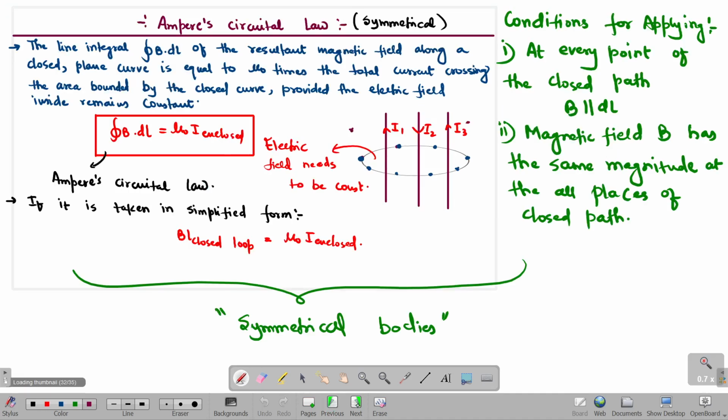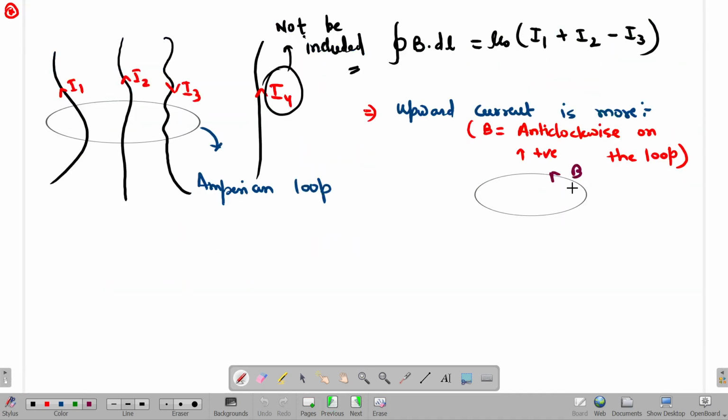Earlier we were talking about generation of magnetic field at some point, but we were not talking about its direction. Here we can see the direction. If the magnetic field is generated the other way, that also means that I is negative. So that means it is following which rule? Right hand thumb rule.